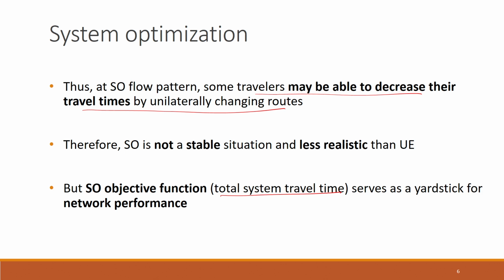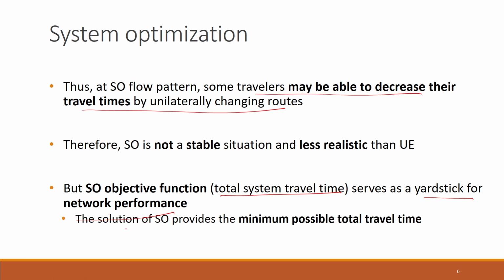Okay, and the total system travel time obtained from user equilibrium can only be the same or higher than the one obtained from the system optimization formulation. Okay, so that's why it serves as a yardstick for network performance. So if everyone is behaving selfishly as in user equilibrium, how much does the total system travel time increase as compared to the best that is possible, that is, the one in system optimization? Okay, so that is what is of importance to the travel management authorities.